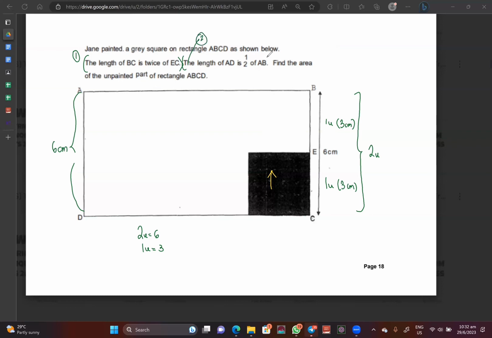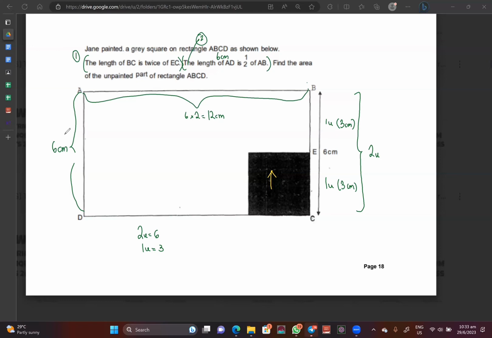In sentence number 2, it says that the length of AD, where exactly is AD? AD is 6 cm. What did they say? They say that AD is half of AB. Now, when you look at it, you realize that AB is definitely way longer. So AB is 6 times 2, which gives me 12 centimeters. How do I times 2? Because we know that the length of AD is only 6 cm and it is half of AB. That means AB is definitely longer than AD.